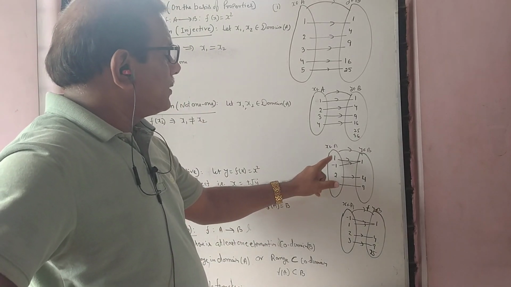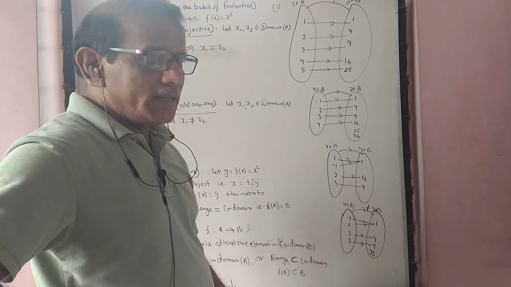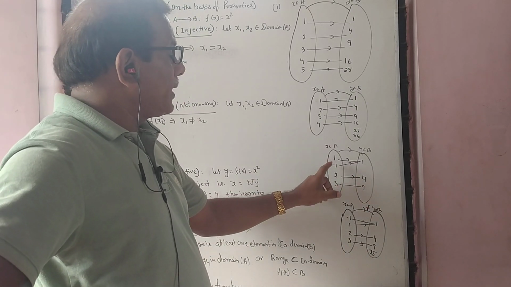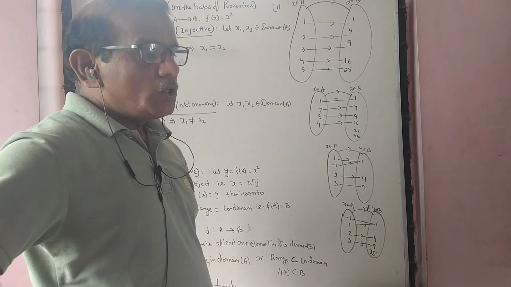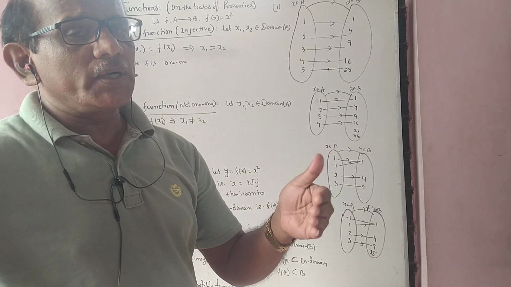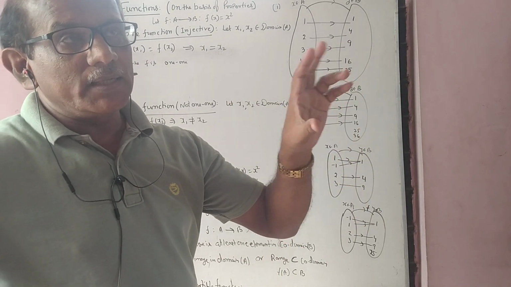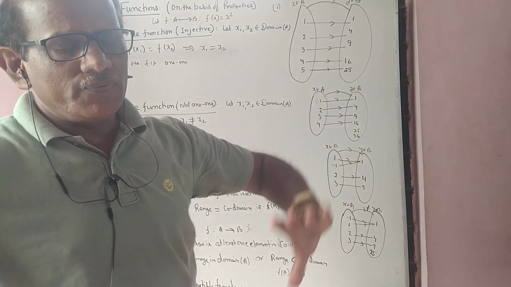But the third one, 1 and minus 1. See, image of 2 is 4, image of 3 is 9, but images of 1 and minus 1 are the same. Two objects may have one image, but one object cannot have more than one image. One object having more than one image is a one-many relation, and that is not a function.